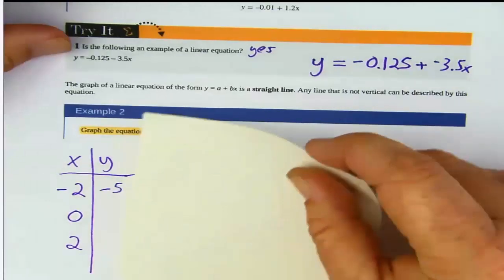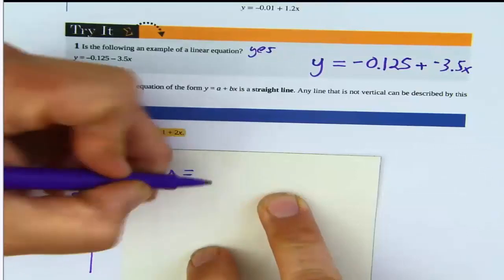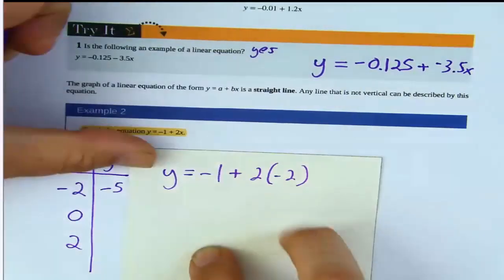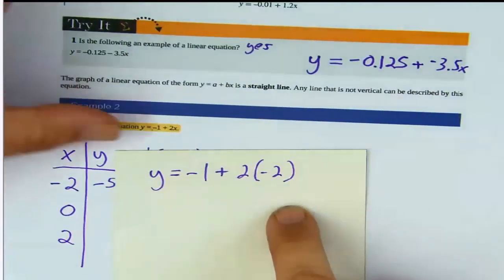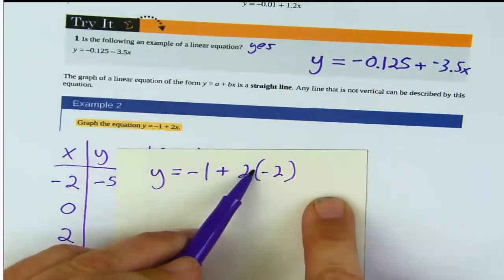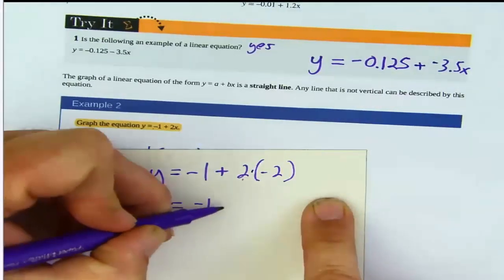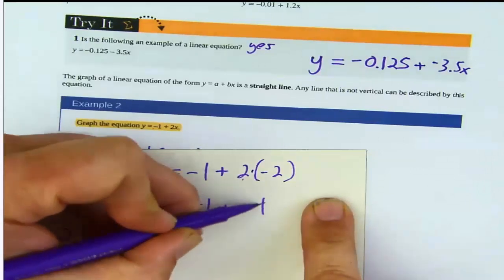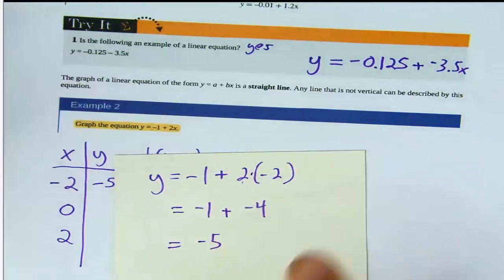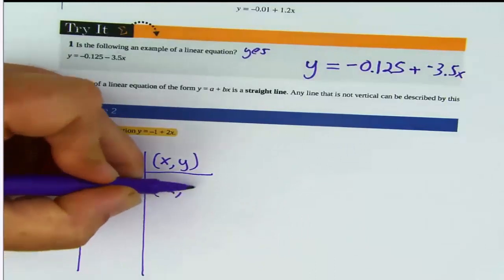Okay, so if you have to see that work, it just looks like this. We're going to use the order of operations to simplify the expression on the right side. And the order of operations dictates that we must multiply before we add. So we're going to get that this is -1 plus a -4. And of course, when you add 2 negatives, you should get back a negative. So that's how we got the -5 there. And that gives us a point on the graph, -2, -5.